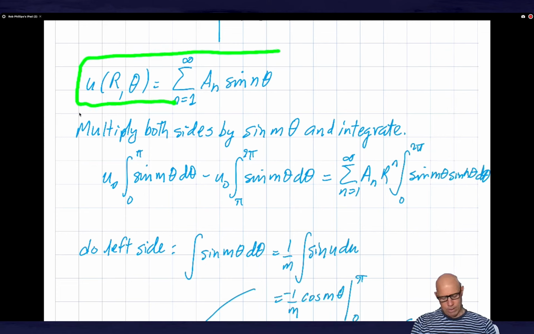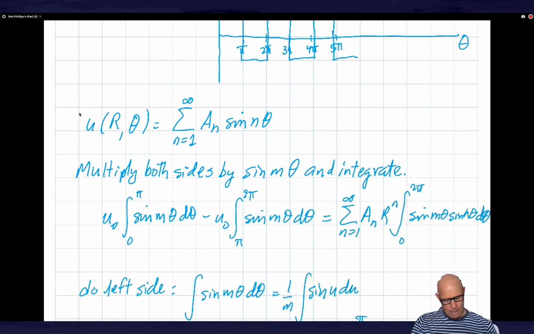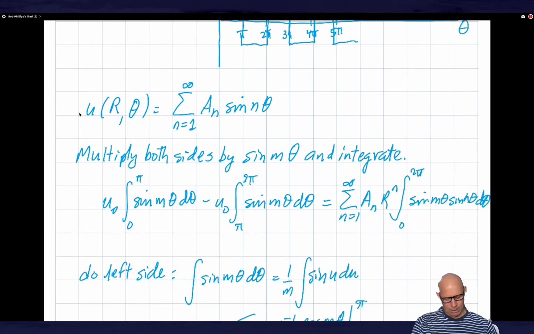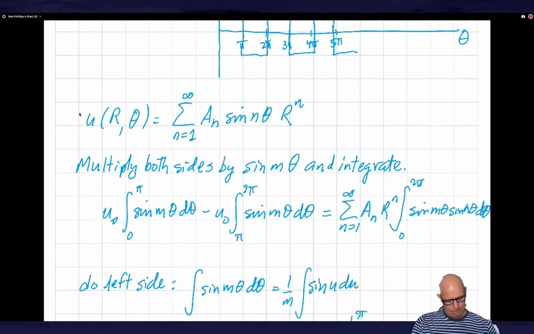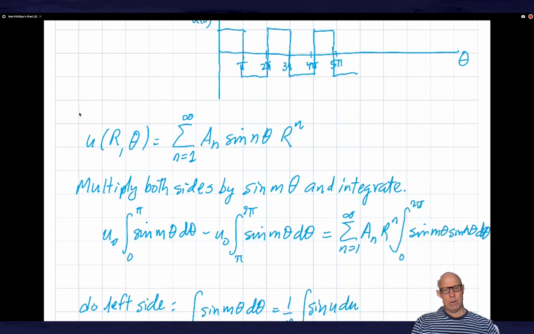So I have this infinite series. All that I don't know is the ANs. That's the only thing I don't know. And this is evaluated at little r equals capital R. So I actually should have had an R to the n here. That's a mistake on my part. The way that you find the Fourier coefficients is always the same. You multiply both sides by sine m theta, and then you integrate.